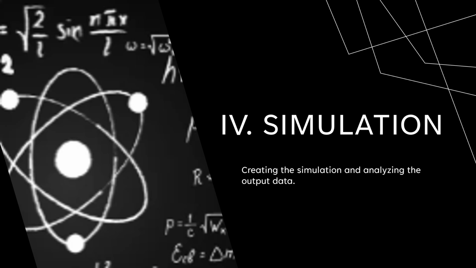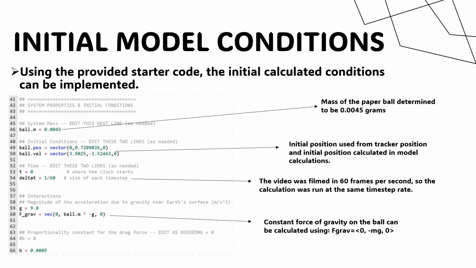Now let's look at the GlowScript simulation and analyze the output data. Using the provided starter code, the initial calculated conditions can be implemented. First, the mass of the paper ball was determined to be 0.0045 grams. Then the initial position used from Tracker and the initial position calculated in the model calculations are utilized. The video was filmed at 60 frames per second, so the calculation was run at the same time step rate. The constant force of gravity on the ball can be calculated using Fgrav equals negative mg in the y direction.